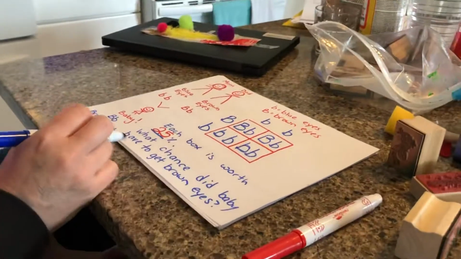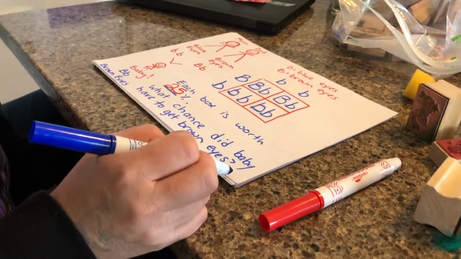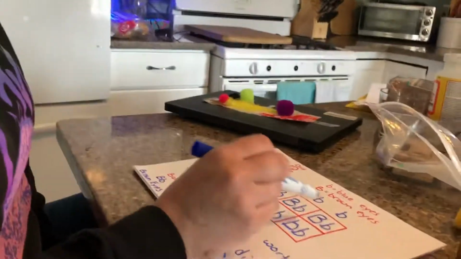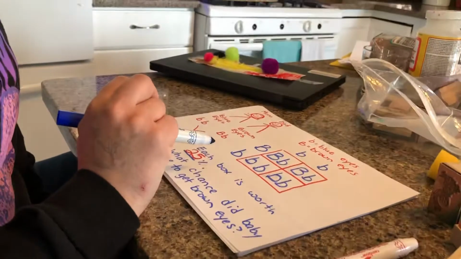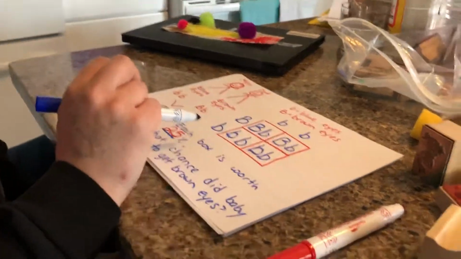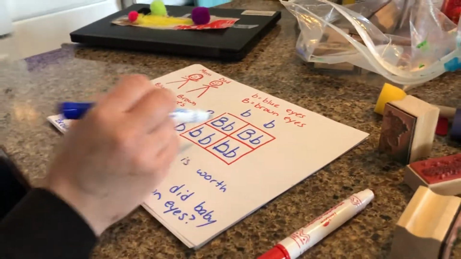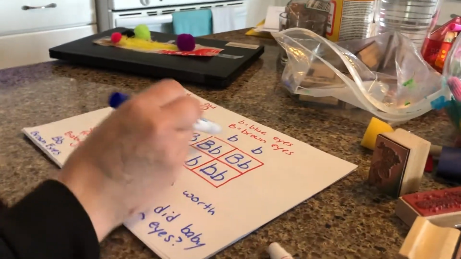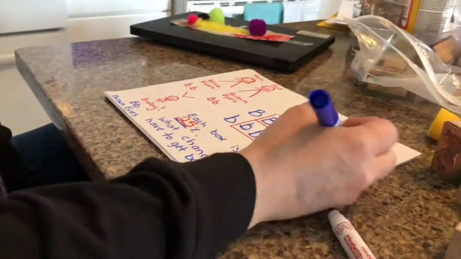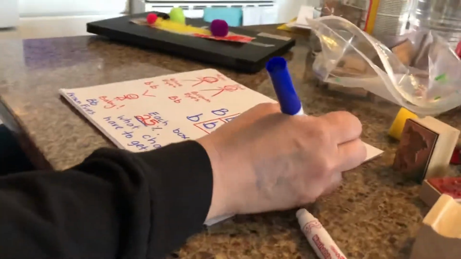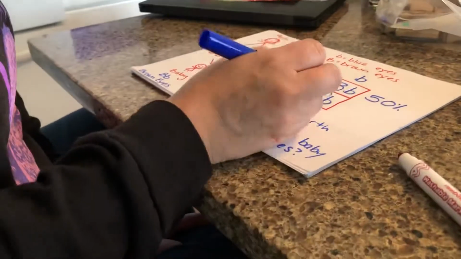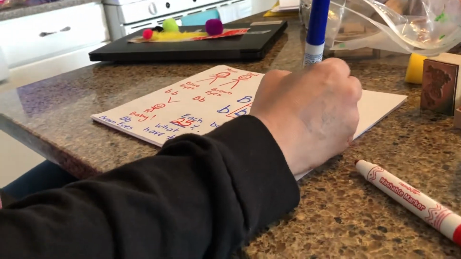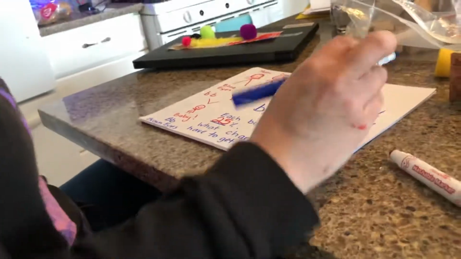What chance did the baby have of getting brown eyes? When you look at these boxes, any box with a capital B means that baby will have brown eyes because brown eyes is dominant. It's a capital letter. 1, 2 boxes. 2 times 25, that's a 50% chance that that baby was going to have brown eyes. And now we have a 50% chance, or 2 boxes, that that baby would have blue eyes.